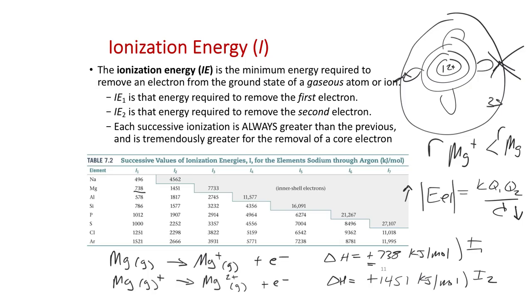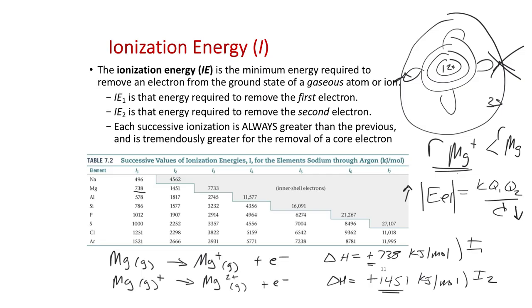So it's really just the loss of size of magnesium plus compared to magnesium that leads to the increase in the value of I2. And this happens for every single case where we go from I1 to I2 to I3. Each successive ionization will always take more energy than the previous.